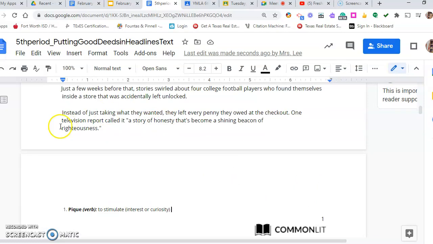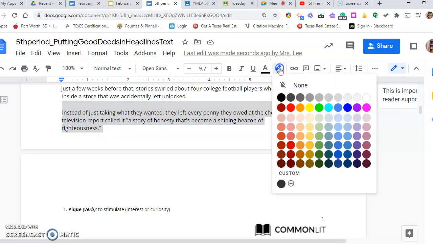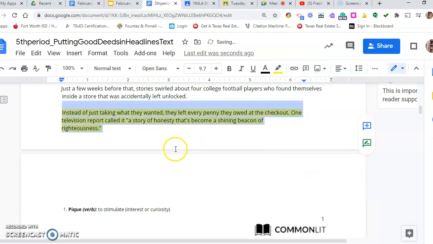So this will be important. Since I already have two, I'm still going to highlight it. This is also important because it further explains the claim, and it's appealing to our emotions, or pathos.